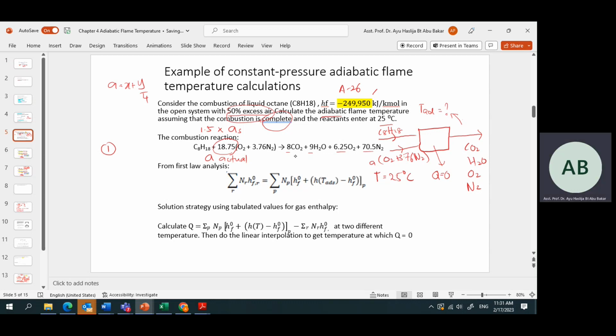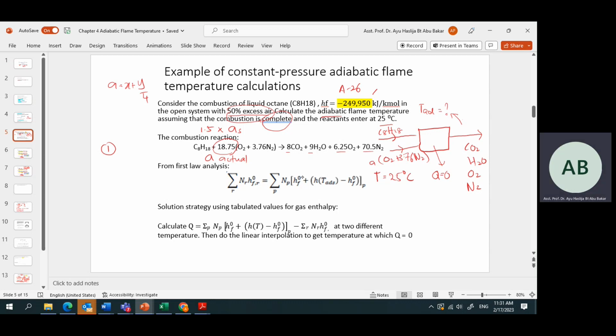Okay, now from there, you are required to calculate the T adiabatic. To calculate the T adiabatic, we need to use the first law equation, where the enthalpy of the reactant is equivalent to the enthalpy of the product. Reactant: fuel plus O2 plus N2. And product: CO2, H2O, O2, and N2.